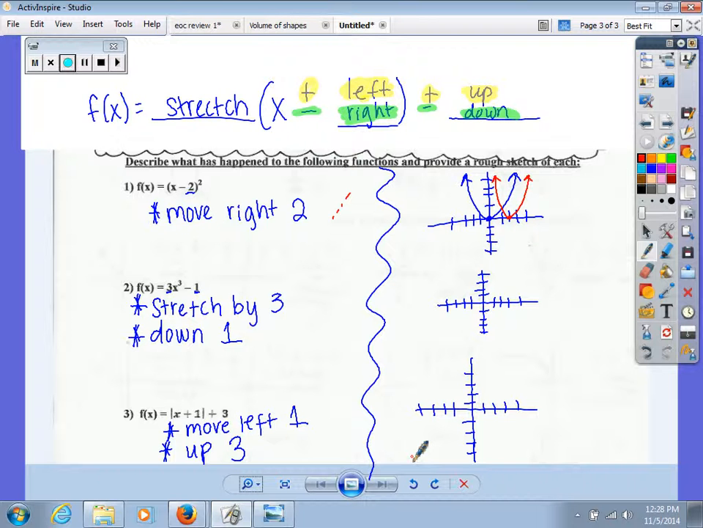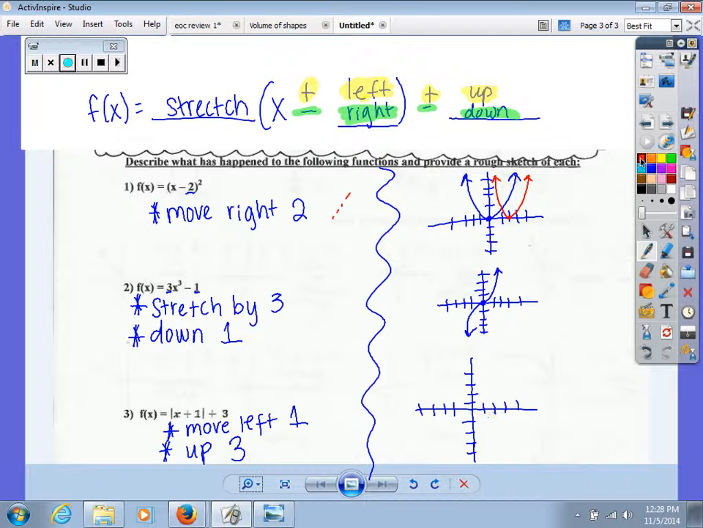Okay, so let's look at number 2. This is a cubed function. And since it's a cubed function, that's our fun little bitty S looking thing. So put your vertex and then points down and then points up. Okay. All right, stretch by 3. Now this is a rough sketch. Remember, I'm saying rough sketch. Stretch by 3 means it's going to be skinnier, right? So it's not going to be as wide as this.